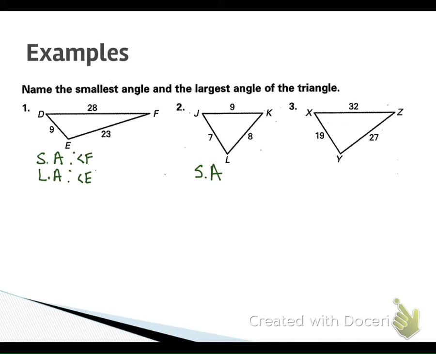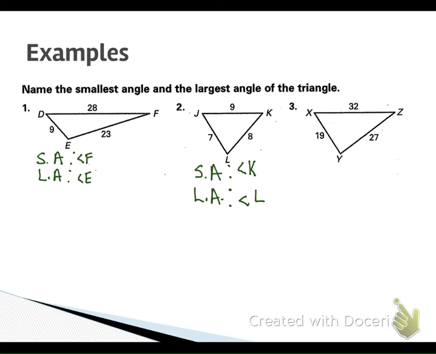Smallest angle, largest angle. So the smallest angle, again, is going to be across from the smallest side. Which one's my smallest side? Yep, JL. The one directly across from it is? And then we have our largest angle, which is going to be the one across from? J. So the one across from JK, which is? L. Correct. And then we have one more problem like this.